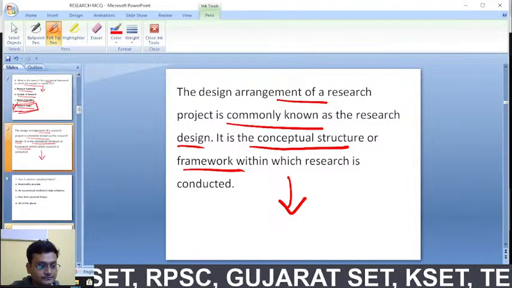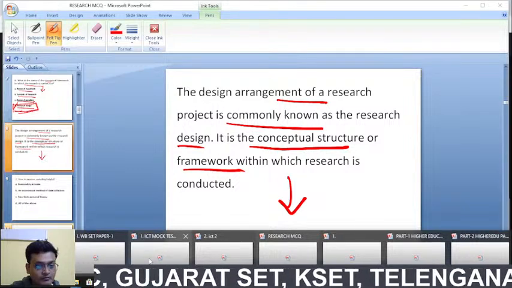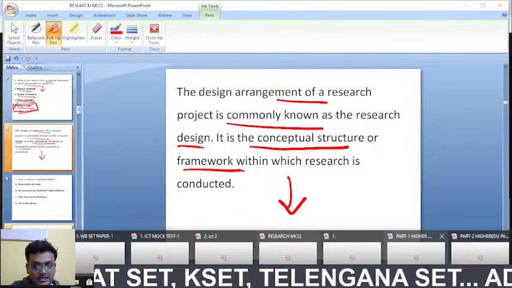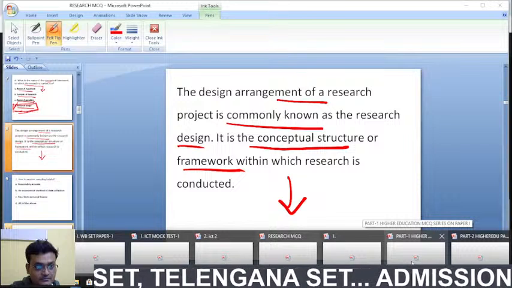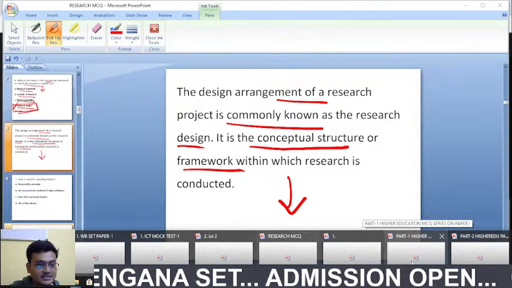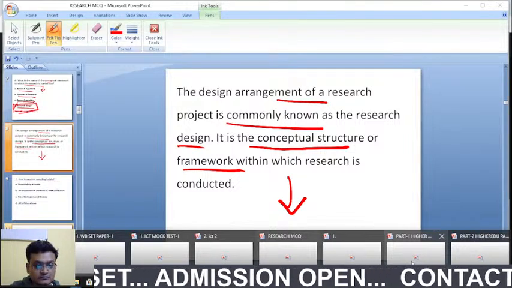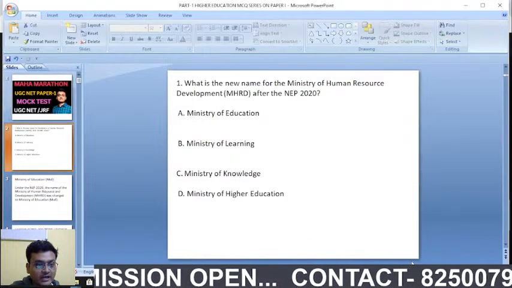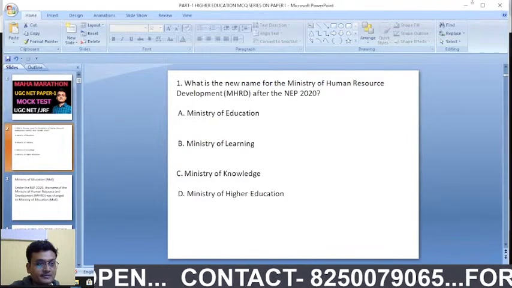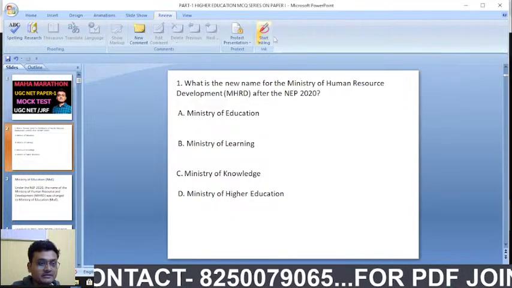Clear? Let's do something a little different, okay. It's research design. Coming to higher education, let's do something a little different, okay.